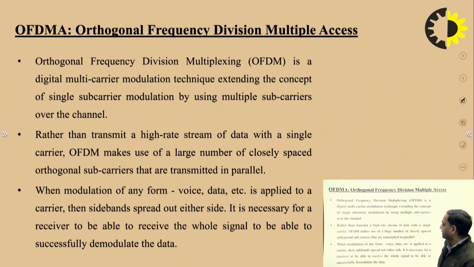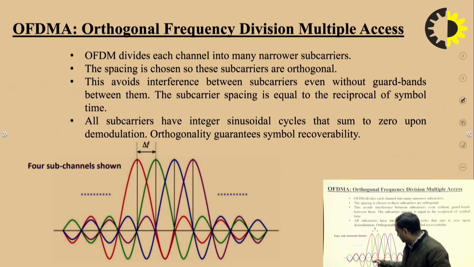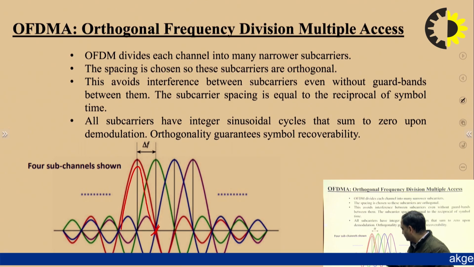Then we have the OFDMA, orthogonal frequency division multiple access technique. So how do we achieve this orthogonality? The condition for orthogonality is that there must be null points. At each null point of the first one, if this one is F1 and this one is F2, then the F2 frequency peak must fall at the null point of the previous one.